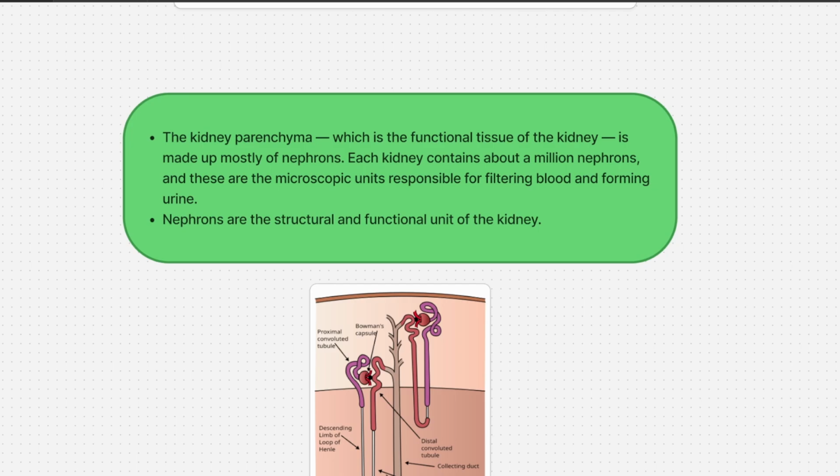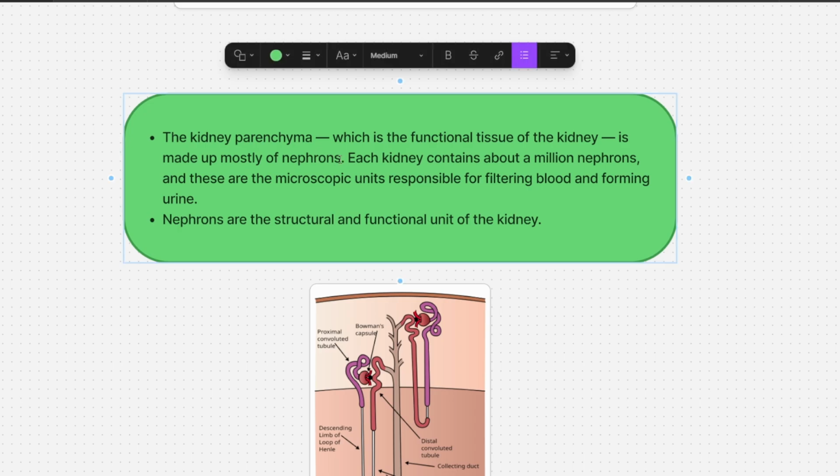Okay, so now that we have an overview of the gross picture of the kidney, let's dive deeper into the renal parenchyma, which is what we're after, basically, because the renal parenchyma, or the kidney parenchyma, is the functional tissue of the kidney. This is the tissue that actually produces the urine, and this tissue spans the cortex and the medulla. So the renal parenchyma is made up of mostly nephrons.